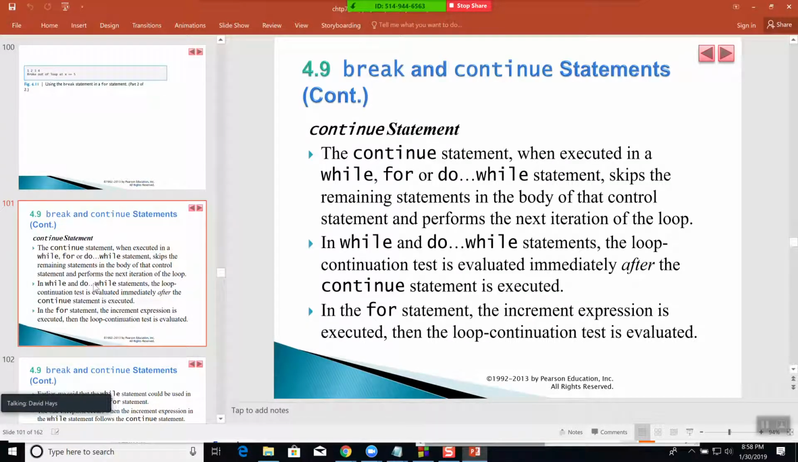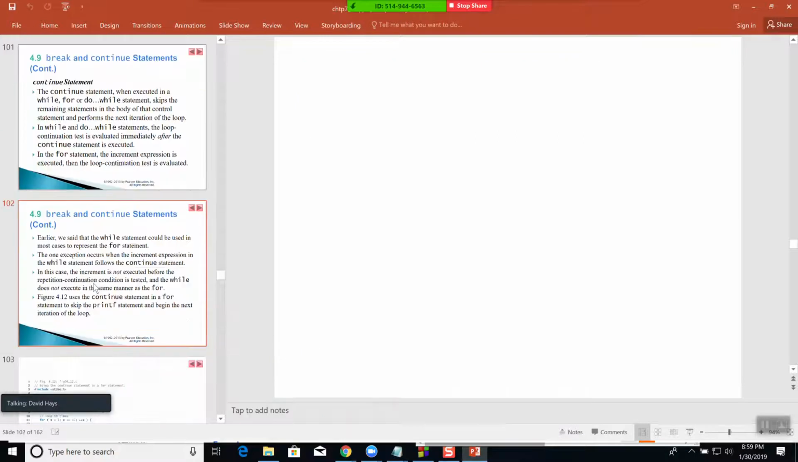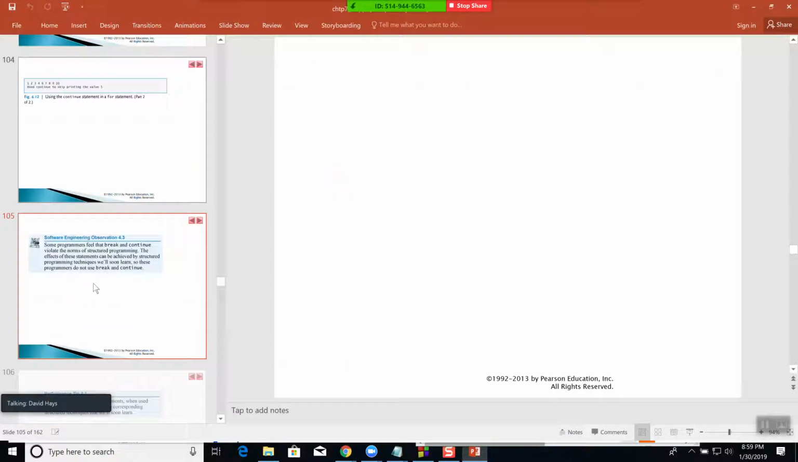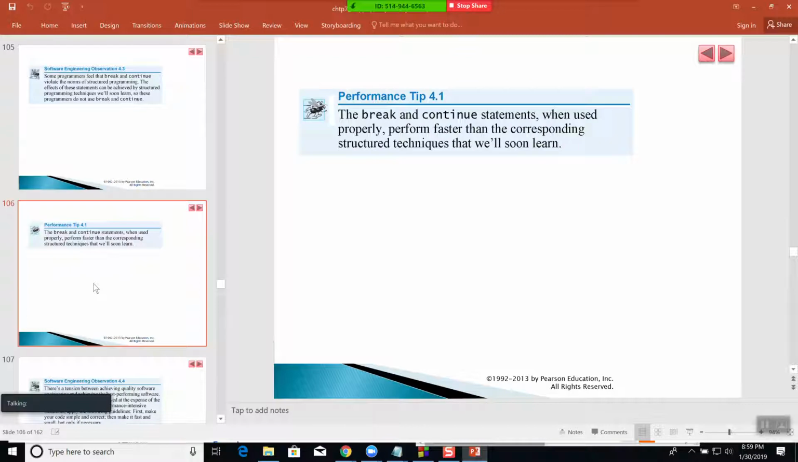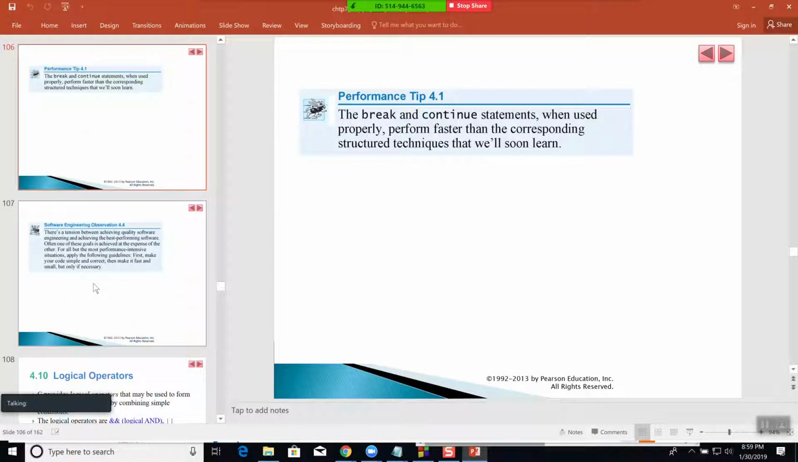Continue. Does it continue? I don't use that either. Skips the remaining statements in the body of that control. Oh, so continue skips the rest of the code for just that one iteration through the loop. I don't like that either. But okay, it's there. Break and continue statements, when used properly, perform faster than the corresponding structured techniques that we'll soon learn. I won't disagree with that. I just think they're bad programming.